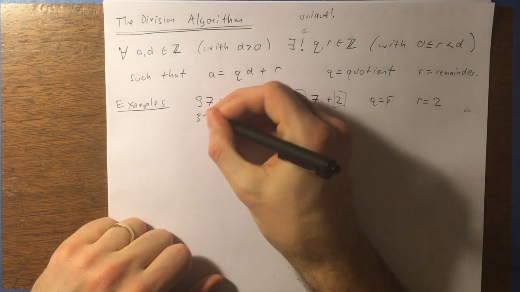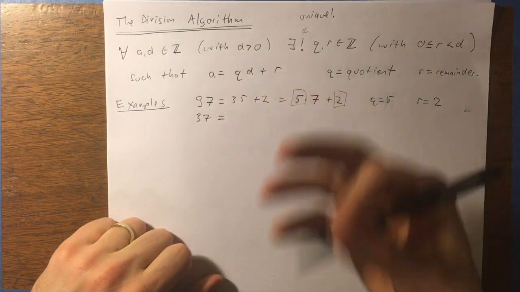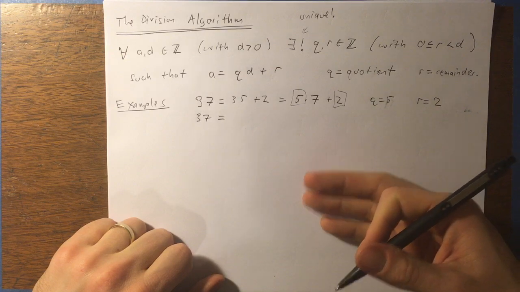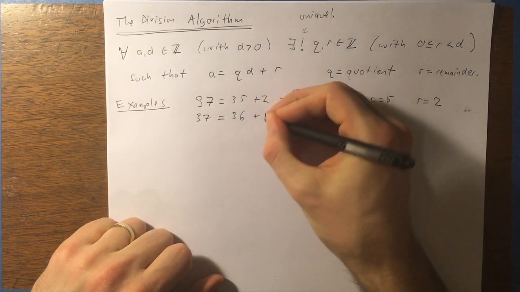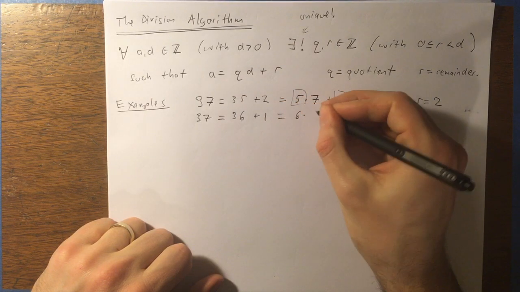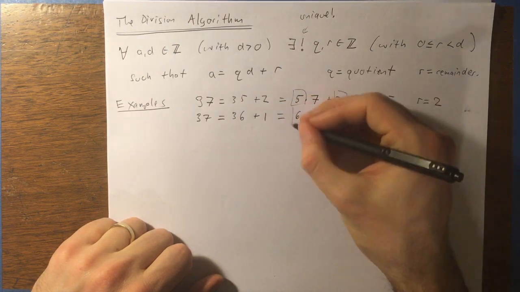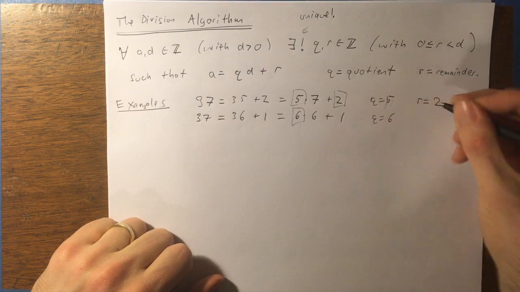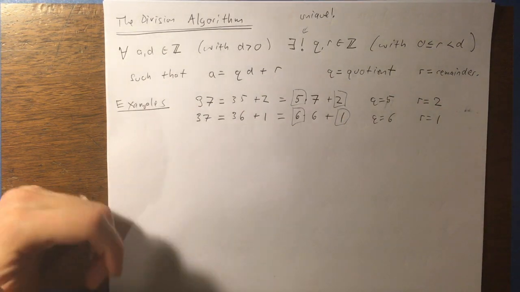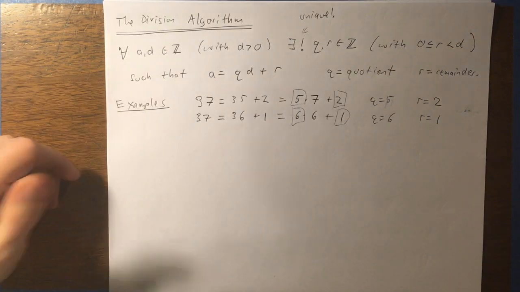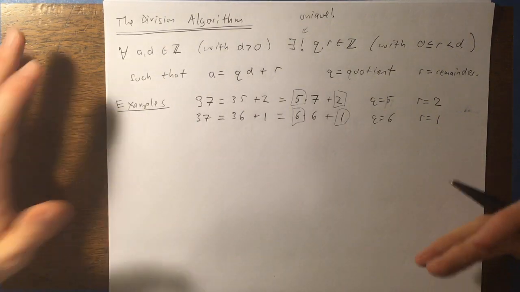Let's do another one. What if we take 37 divided by 6? Well, what's the largest multiple of 6 that's still less than 37? Oh, well, it's 36, of course, because it's 36 plus 1. And 36 is 6 times 6. So now we have a quotient of 6 and a remainder of 1. So that's what the division algorithm is. You can do this with any two numbers. You're going to have a quotient and a remainder.